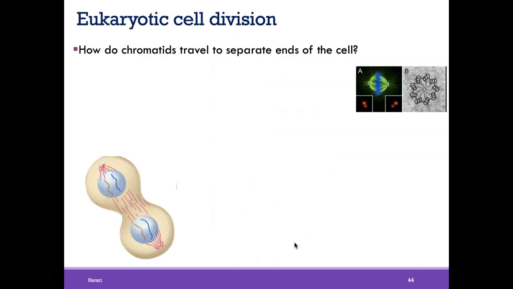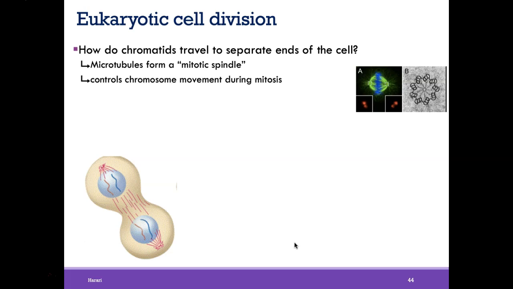How do those chromatids travel to separate ends of the cell? Well, we need microtubules to help form what's called the mitotic spindle. So the mitotic spindle controls chromosome movements during mitosis. Can you recall where in the cell microtubules come from?